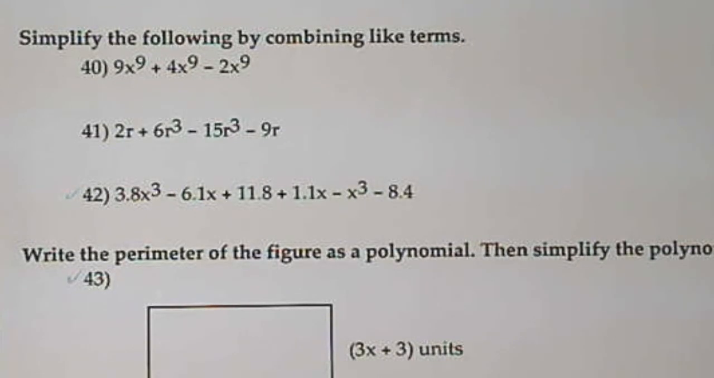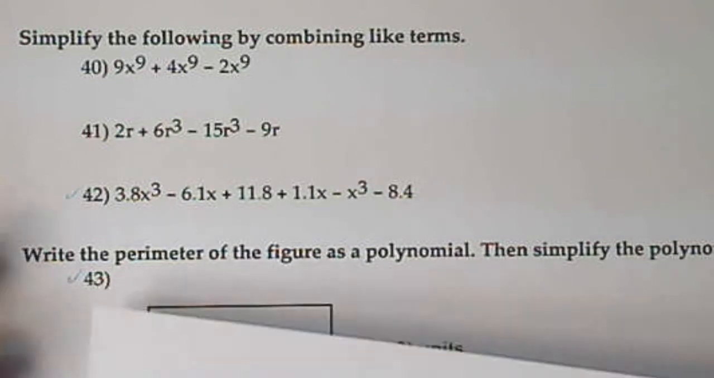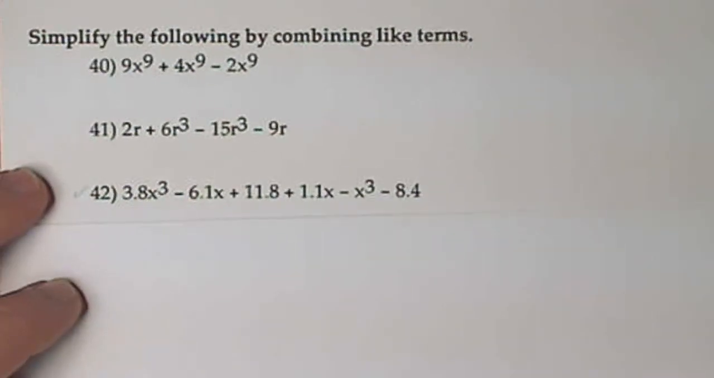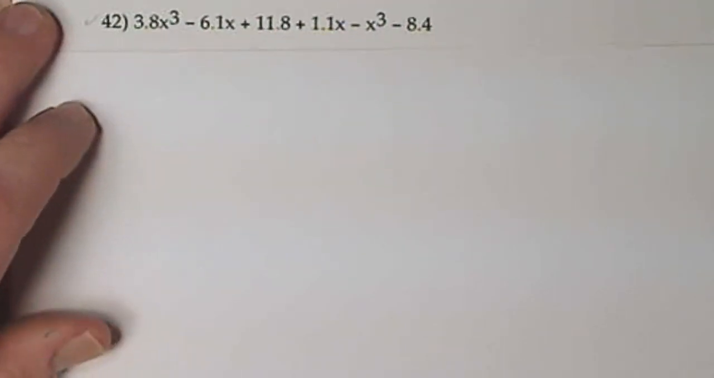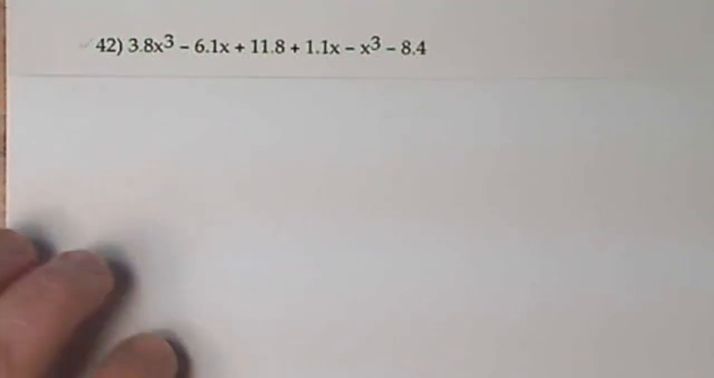Now we're going to work on combining like terms. In order to add or subtract, you have to have the same variable and exponent. And again, with multiplication, we have ways of showing multiplication without worrying about it being the same variable and exponent. But with addition or subtraction, we'll take a look at number 42 here. You have to have the same variable and exponent.